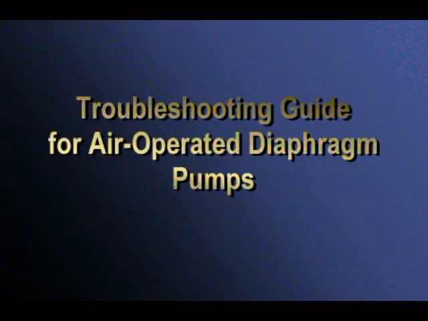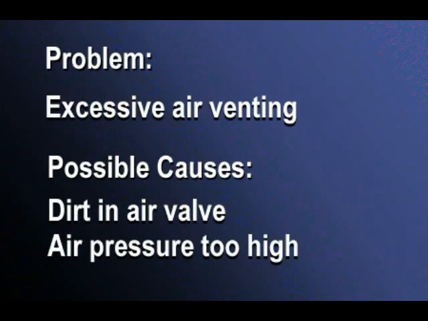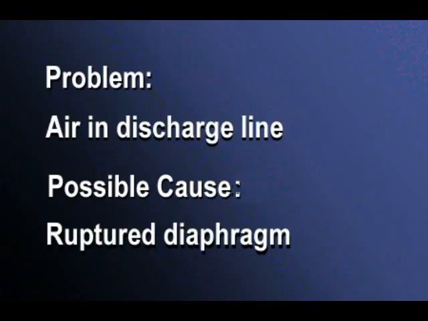While the manufacturer should provide you with more detailed information, here is a general troubleshooting guide for the diaphragm sludge pump. Problem: air regulator vents excessively. This occurs when dirt gets into the regulator valve or the operating air pressure is too high. To correct the situation, clean and lubricate the valve or reduce the air pressure. Problem: air in discharge line.